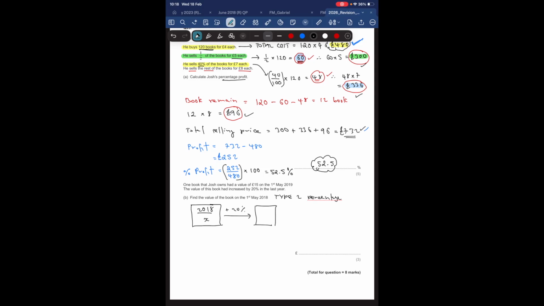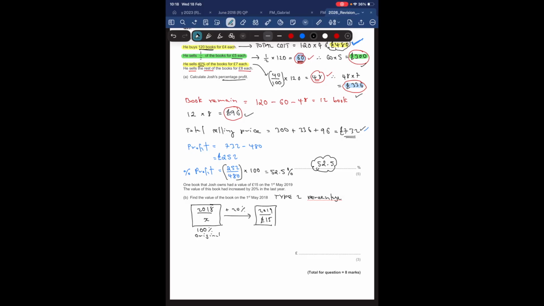Now, you don't need to make these diagrams, but it gives you an idea of what you're actually doing. And we know that in 2019, the book was valued at £15. Now remember that the original value, the value that we start with, is the 2018 value. We don't know what the price of the book was in 2018, but we know that we can set the percentage to 100%. We always make the original value 100%.